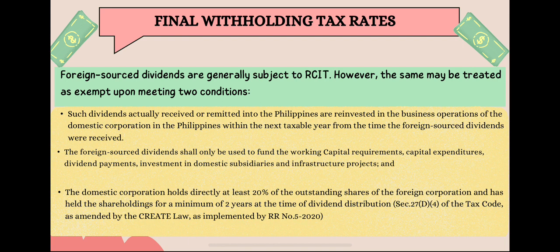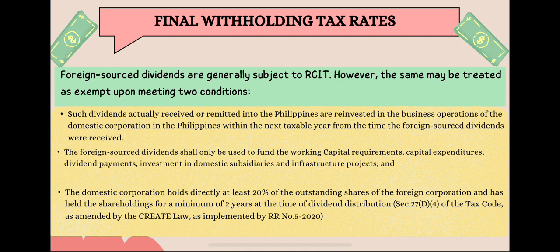The next one is it will be exempted if the received foreign source dividends are used for utilization. So the funds are being used for the working capital requirements of the corporation, capital expenditures, where you purchase equipment that can be used for more than 1 year, and for the payment of dividends.